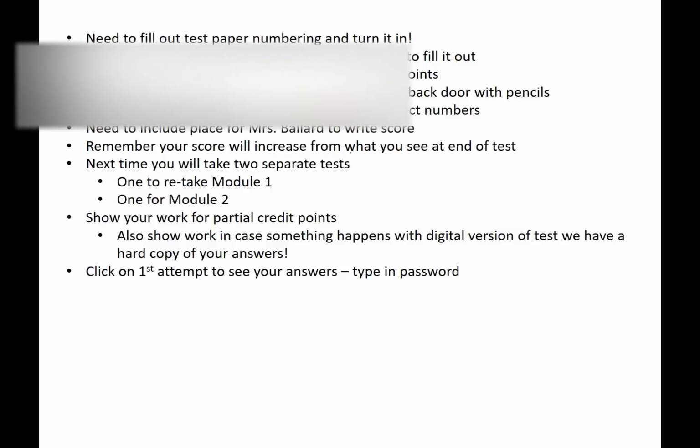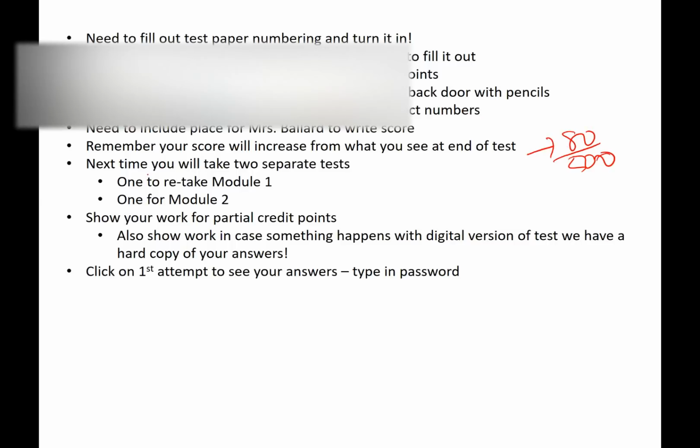Remember, your score will increase from what you see at the end of the test. So say you saw that you only got 80 out of 500 at the end of the test. Likely there's some things I need to add partial credit to, or it didn't score right, or it's somehow because you didn't type it exactly the way I typed it. I'm going to add points. So do not freak out when you see that initial score. Know that it's most likely to go up from there.